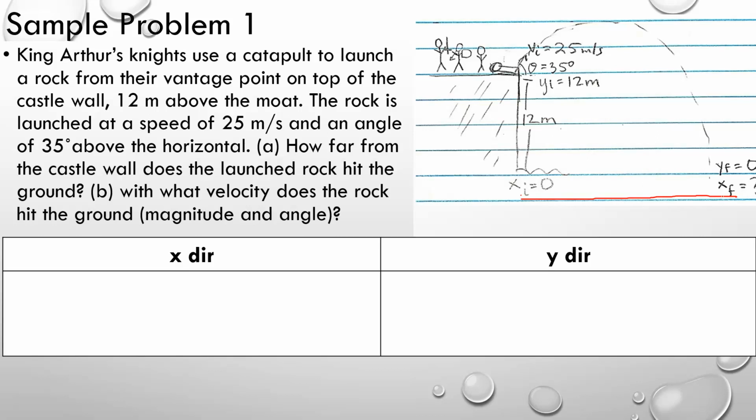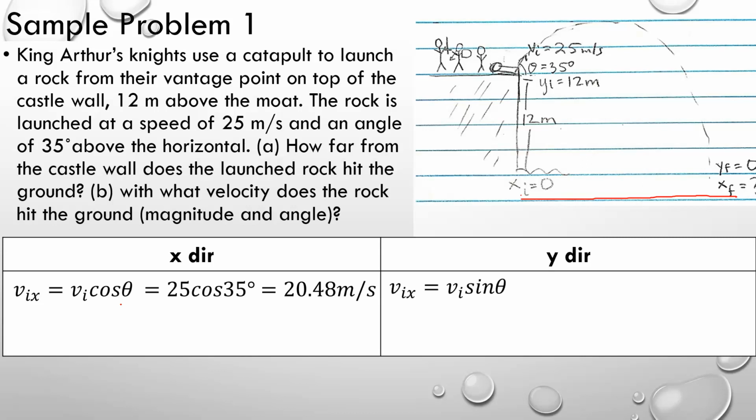So in the x direction, we can pretty easily find the initial speed in the x direction. Remember that the initial speed in the x direction will be vi cosine theta, which will be equal to 25 times the cosine of 35 degrees, which equals 20.48 meters per second. We can also find the initial y velocity by doing vi sine theta, which is 25 times the sine of 35, which is 14.34.